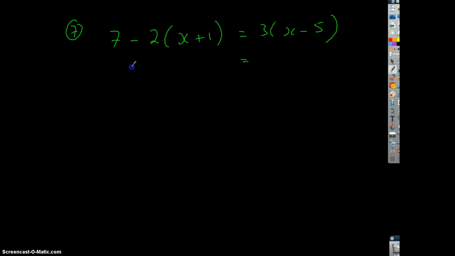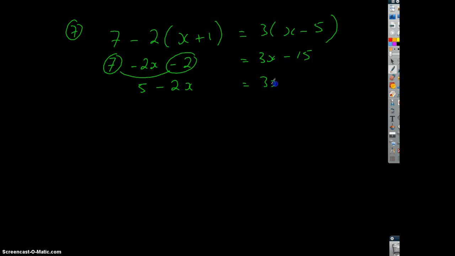So in fact, I think what I'm going to do is negative 2 times x is negative 2x, and negative 2 times positive 1 is negative 2, and the 7 was there. Now this right hand side, 3x, and positive 3 times negative 5 is negative 15. Okay. Let's collect like terms, so that's 7 add negative 2, which is 7 minus 2, so that's 5 minus 2x is 3x minus 15.